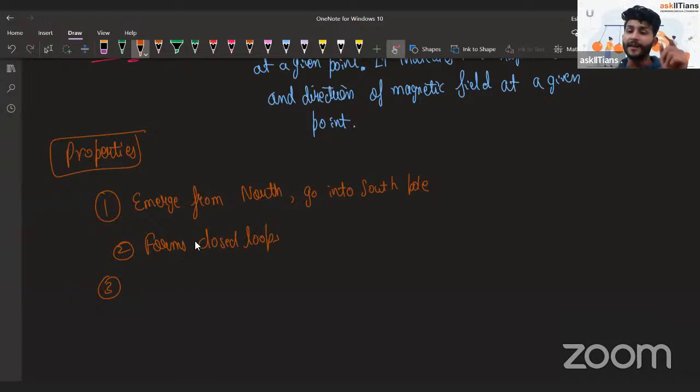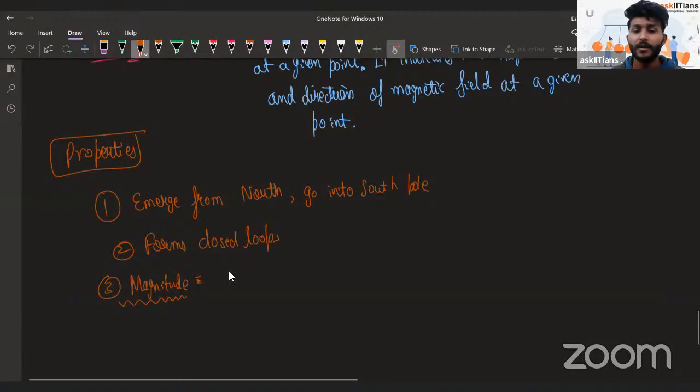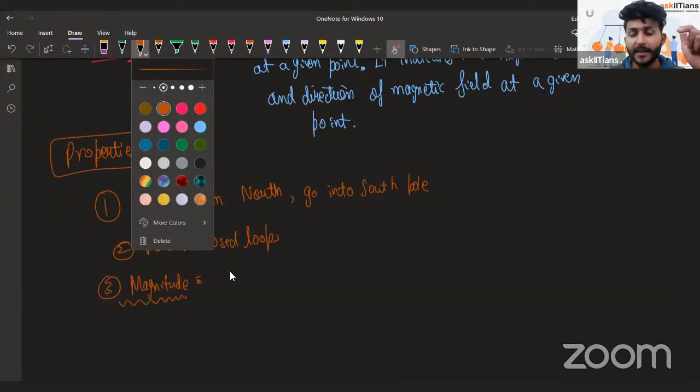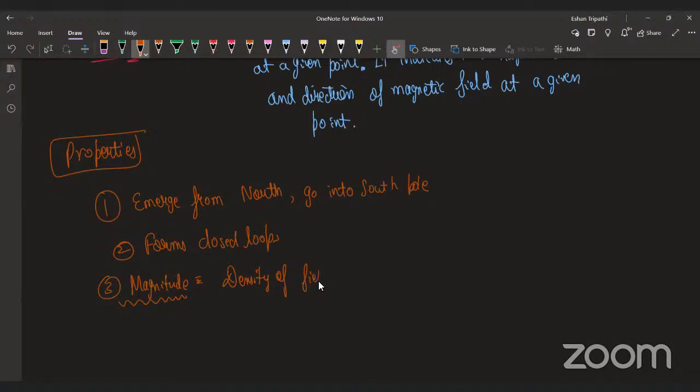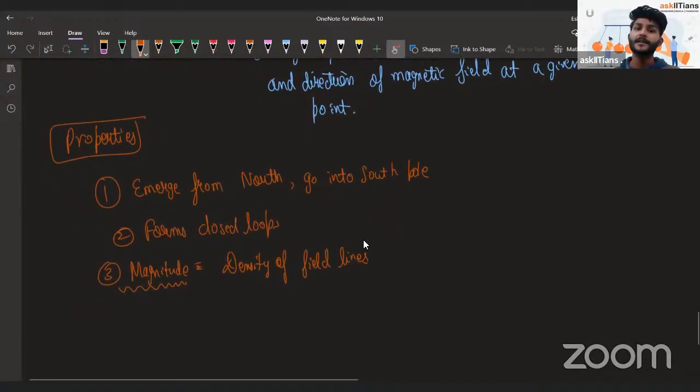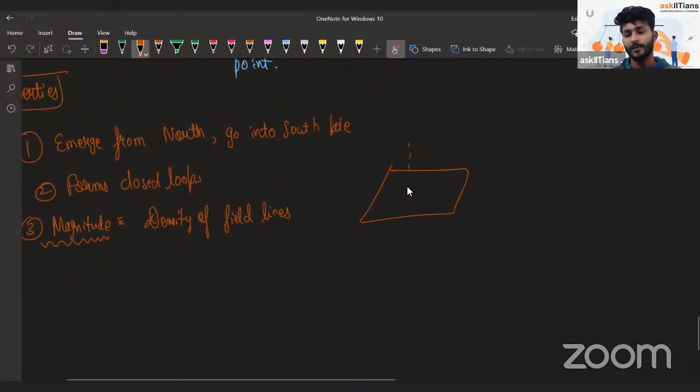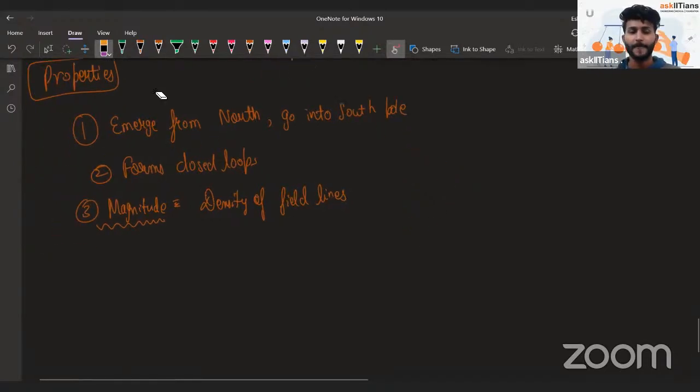Third point was finding the magnitude of this field. How do we find the magnitude? By the density of field lines. So closed loops is the same as concentric circles, right? No, closed loops are not necessarily circles. This is also a closed loop, a square. If current is going like this and you draw a square loop, this is also a closed loop. So it's not necessarily a circle every time. Density of field lines gives us the magnitude.